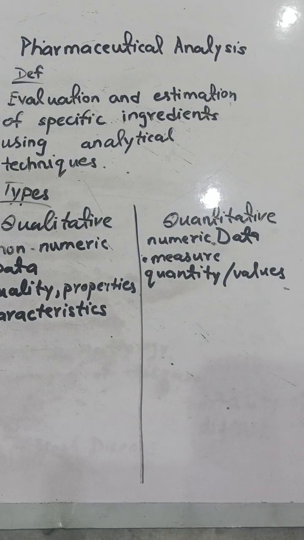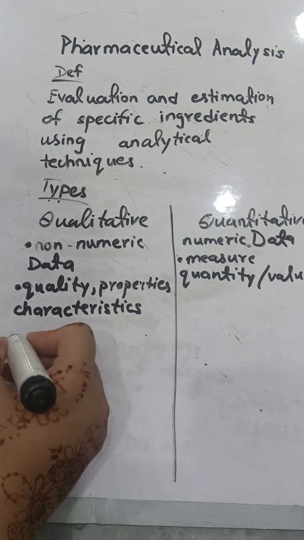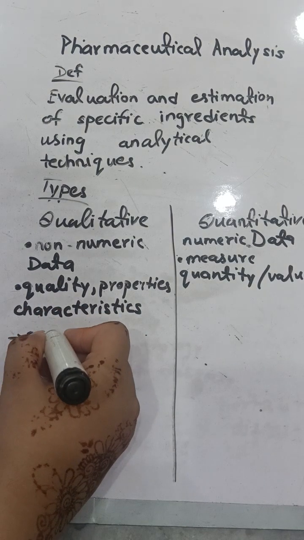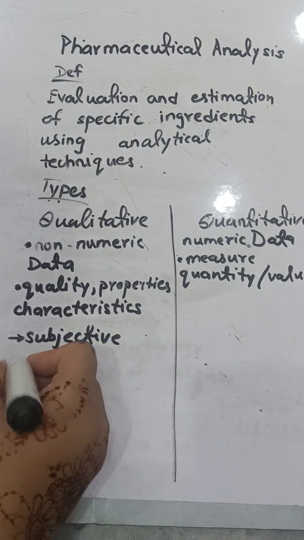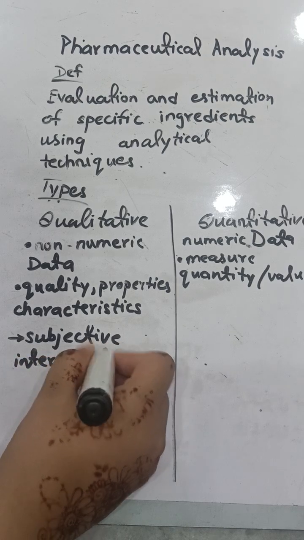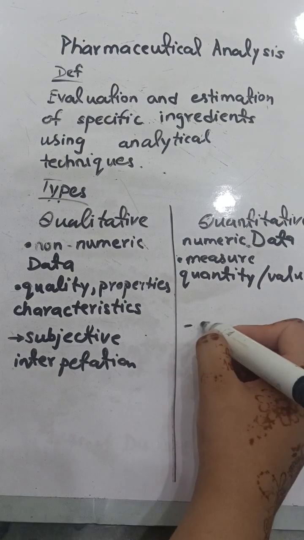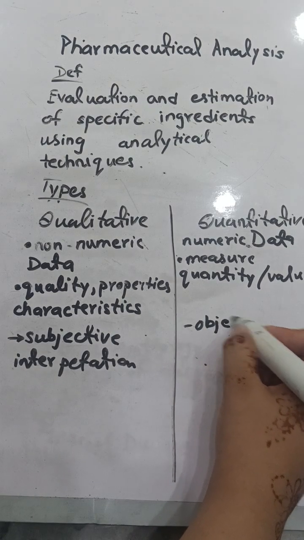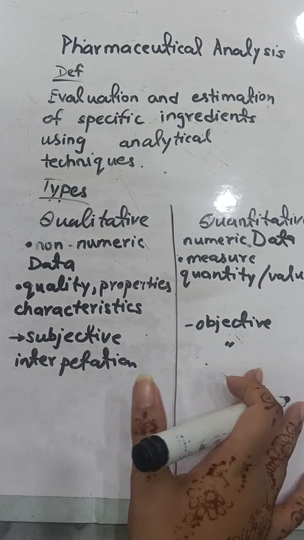The next major difference between them is that the qualitative one has more subjective interpretation. I will explain what is meant by subjective interpretation. While the quantitative one has objective interpretation. I am writing here objective interpretation. So what is meant by subjective and objective interpretation?